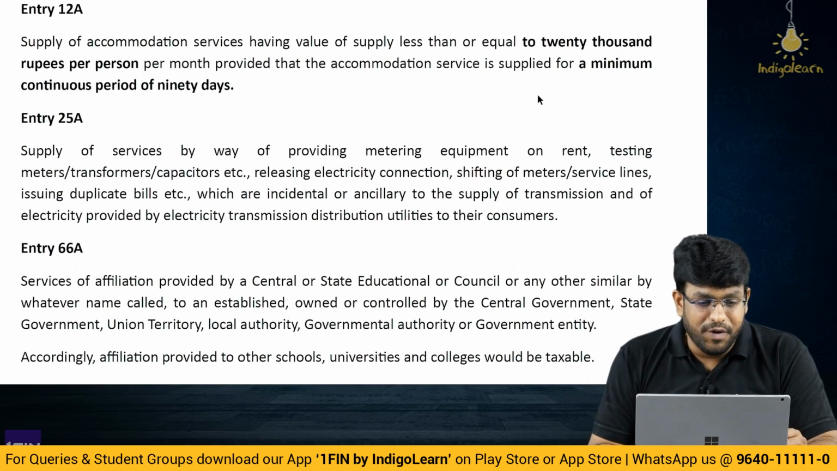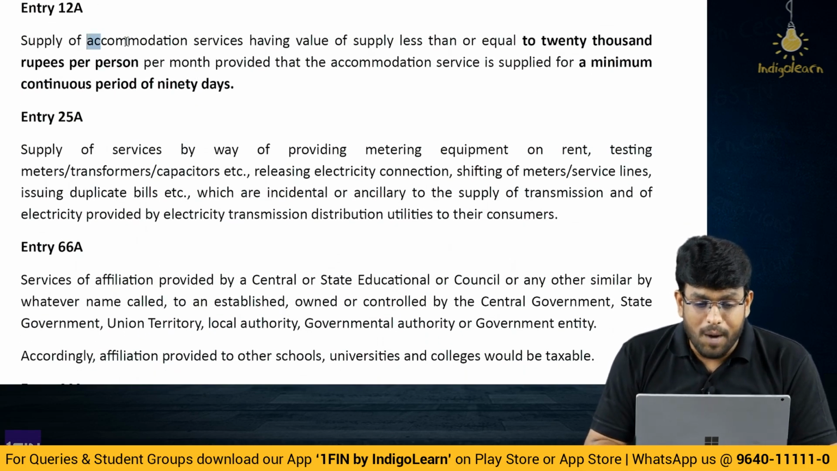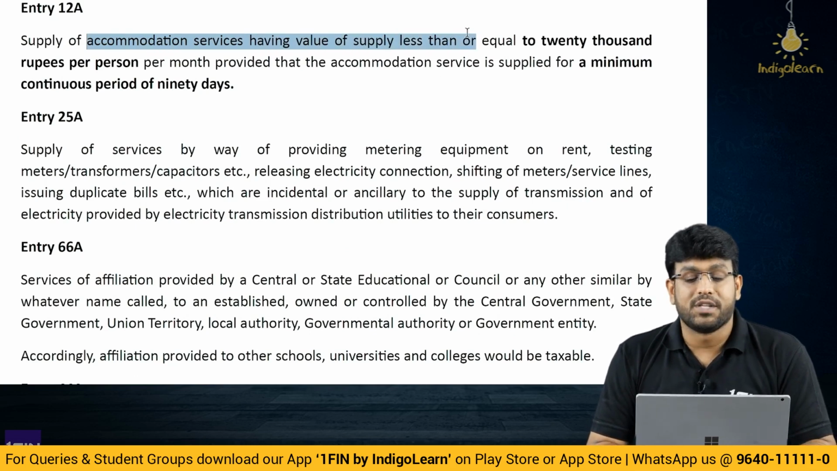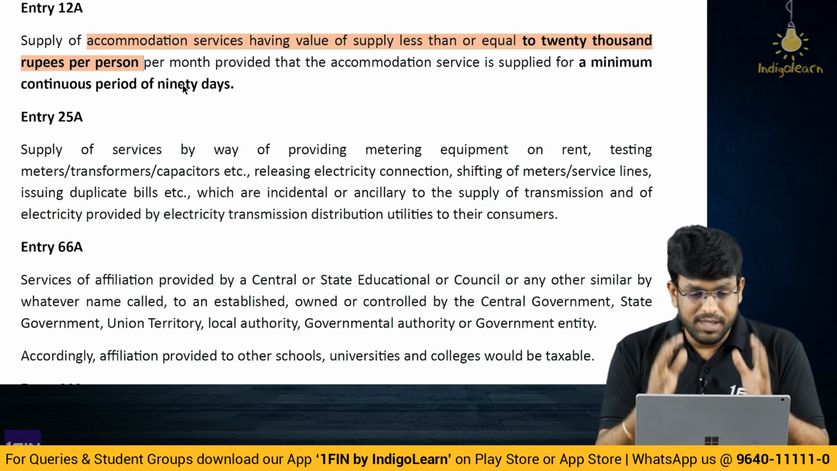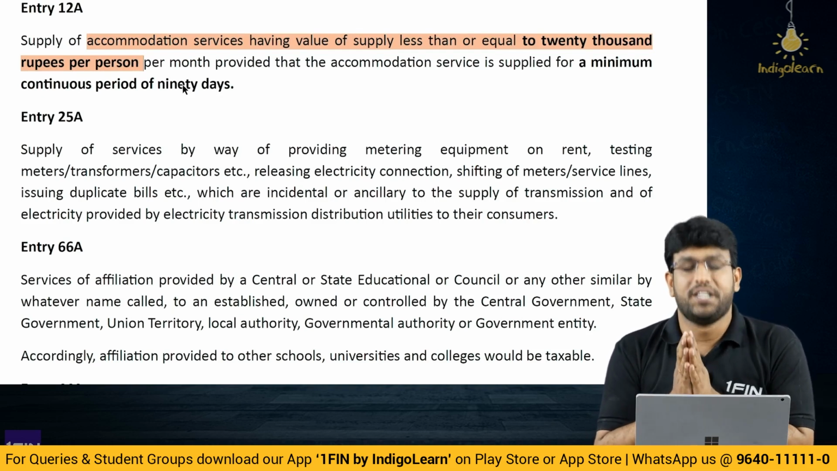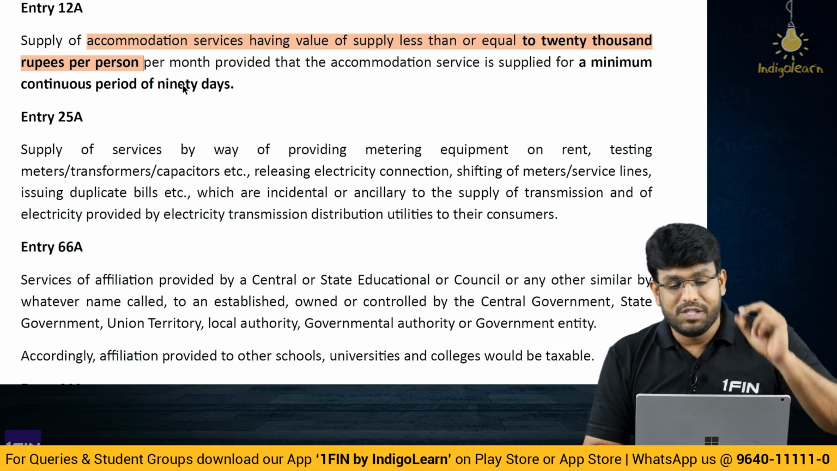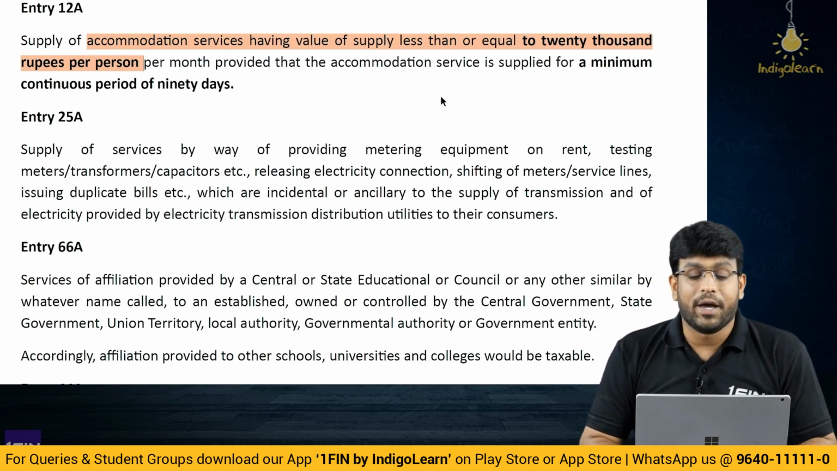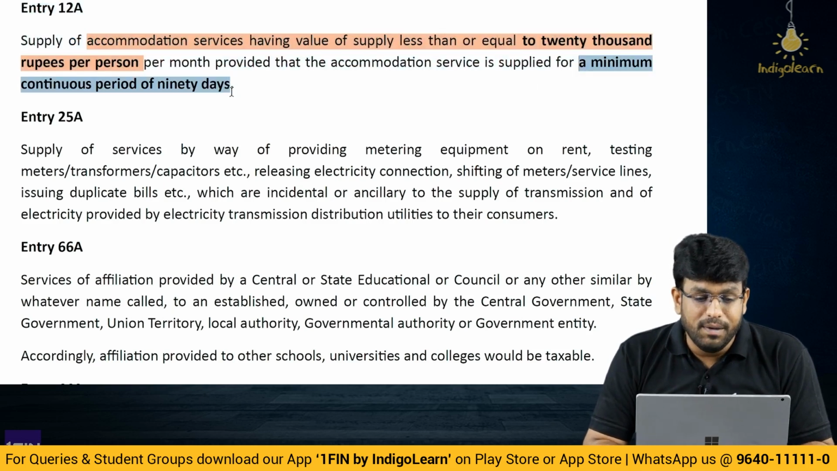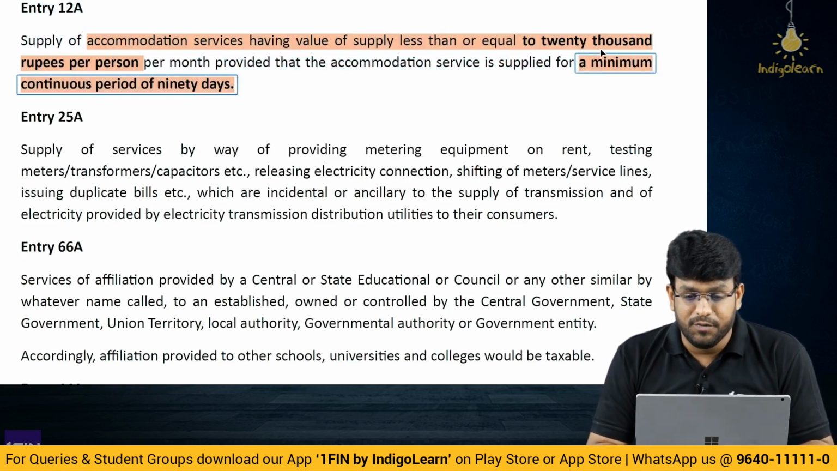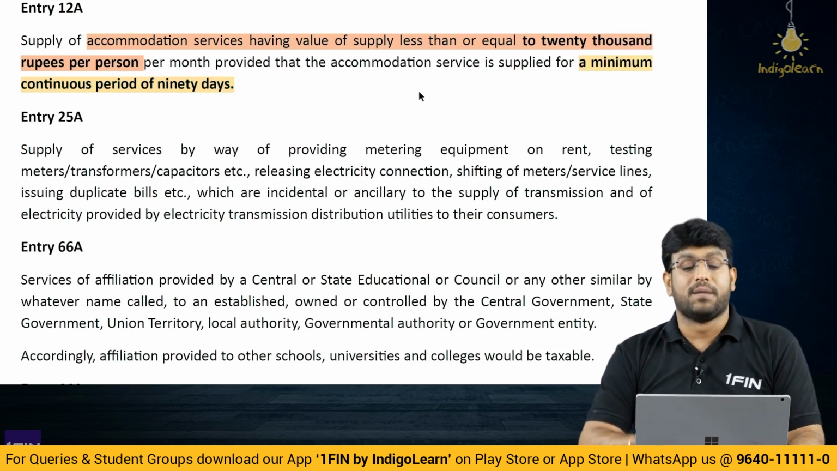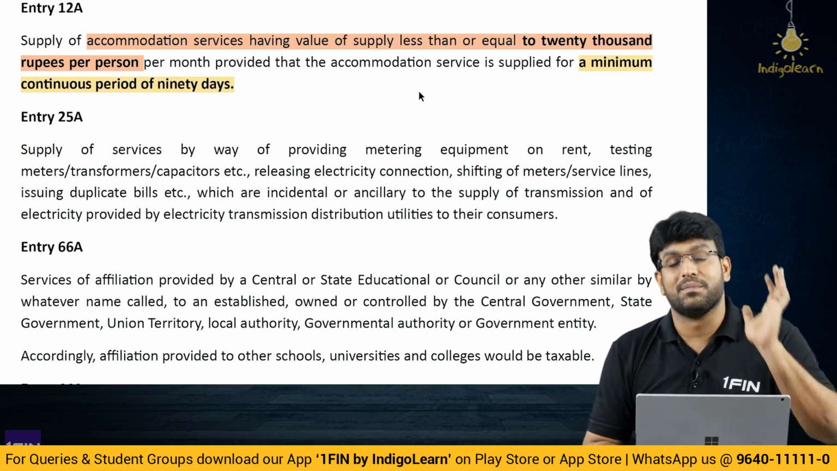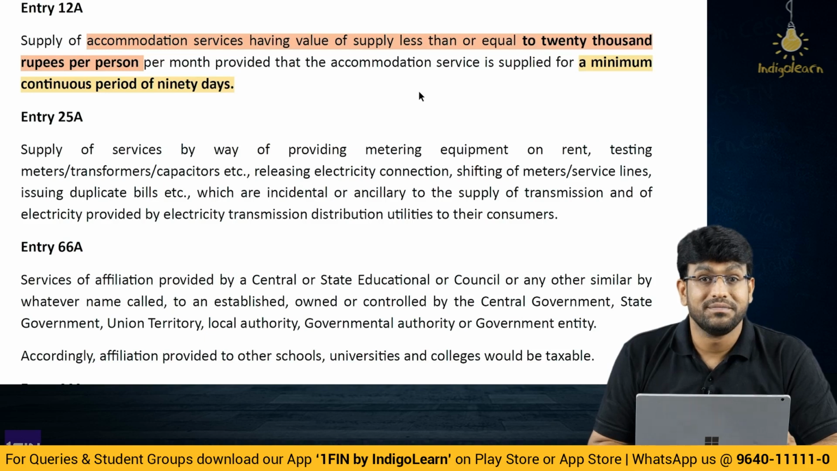Next point, very, very important point. Supply of accommodation service having value of supply less than or equal to 20,000 rupees per person per month. Sir, basically we are talking about hostel or PG, that is paying guest, where the value of supply is less than or equal to 20,000 rupees and accommodation service is given for a minimum continuous period of 90 days. It is given for a minimum 90 days and the value of supply is less than or equal to 20,000 rupees per person per month. Then in that case, that service will be exempt. Getting the point? Next.